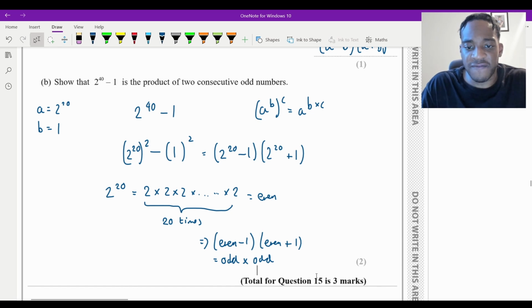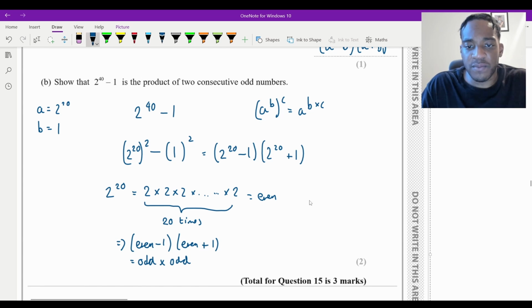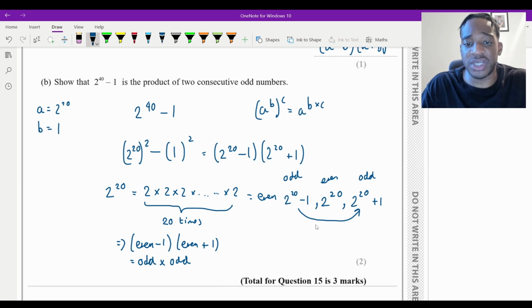So just to finish off, let me move this to the side here. If you've got 2 to the 20 on a number line like this, now remember, 2 to the 20 is an integer. If we keep multiplying 2 by itself 20 times, it's just going to be a really big whole number. So 2 to the 20 take 1 is going to be an integer as well, and this one is an integer as well because we're just adding 1. And you can see that this is even, this is odd, so we have 2 consecutive odd numbers. There's one odd number after the other.